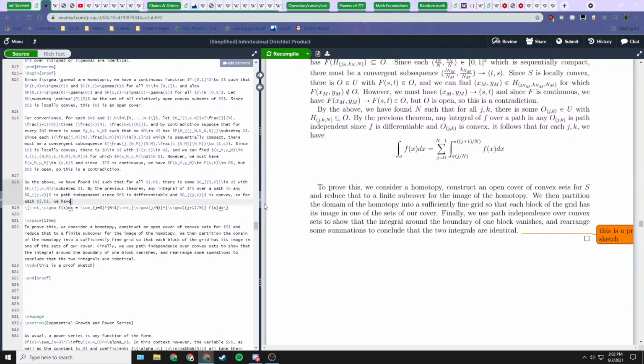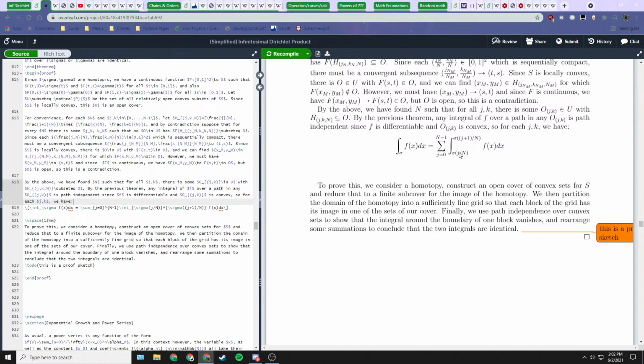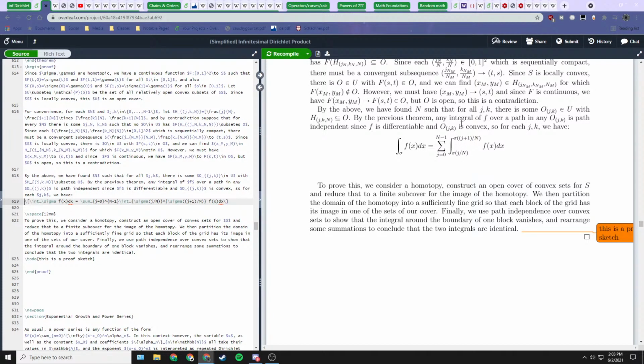For each jk, we have this integral. So if we integrate across sigma of this f of x dx, this is the same as just summing up these integrals. So essentially we go from sigma 0 to 1 over n, and then from 1 over n to 2 over n, and so on and so forth. The reason each of these works is because we know that we can form sigma by concatenating a bunch of paths that plot out these points and follow the path sigma, but it's path independent.